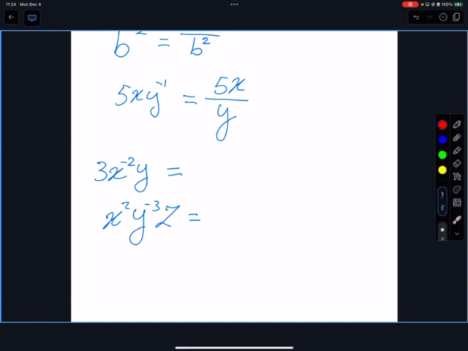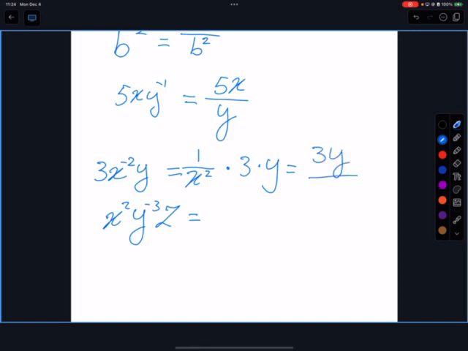So, the only variable that has a negative exponent to it is the x. So, it's technically 1 divided by x squared multiplied by the rest, which is 3 and y. So it becomes 3y divided by x squared.